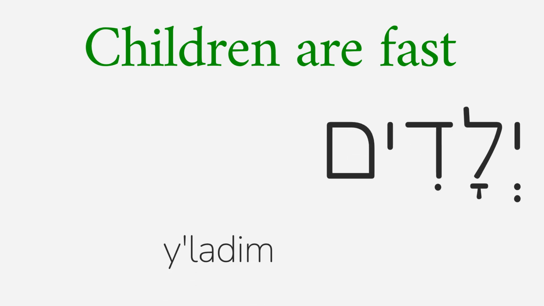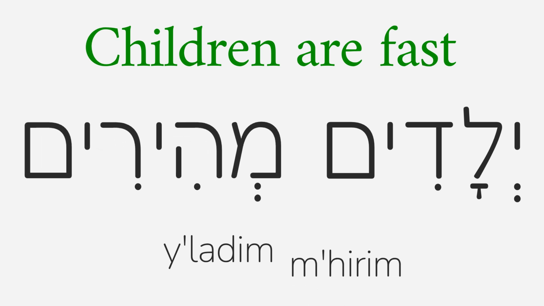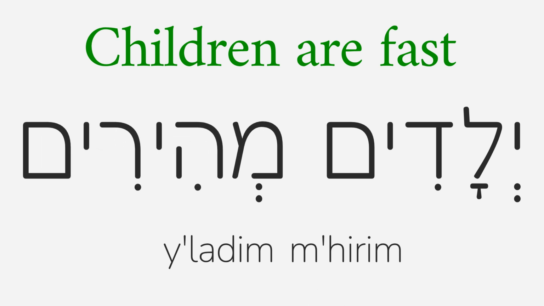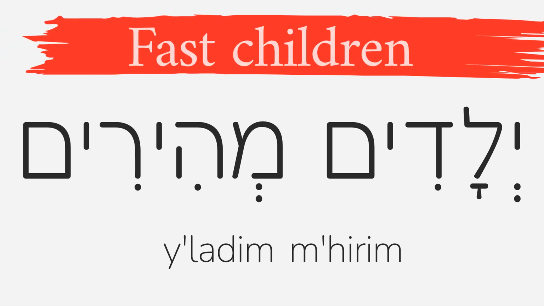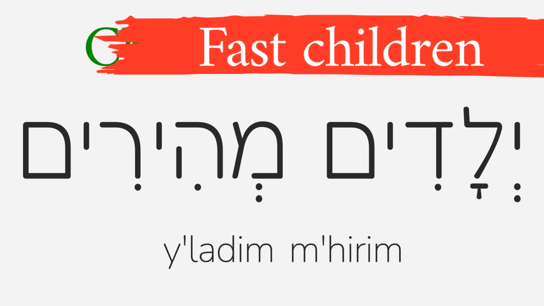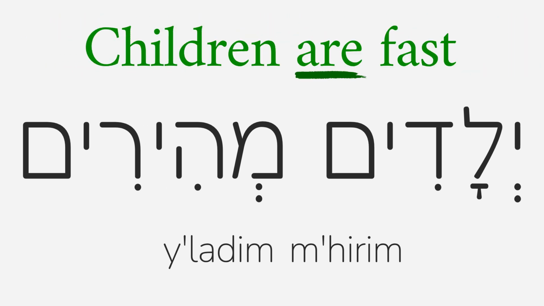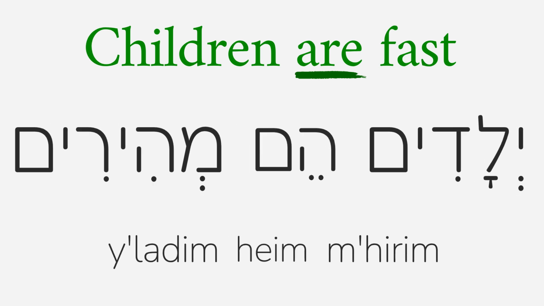The Hebrew word for children is yeladim, and the masculine plural form of the word mahir, fast, is mahirim, to agree with the masculine plural yeladim. However, we can't just say yeladim mahirim because that means fast children. And so in Hebrew, we need a word that means are. Since yeladim is a masculine plural noun, we will use the masculine plural pronoun haim to mean are. Yeladim haim mahirim. Children are fast.